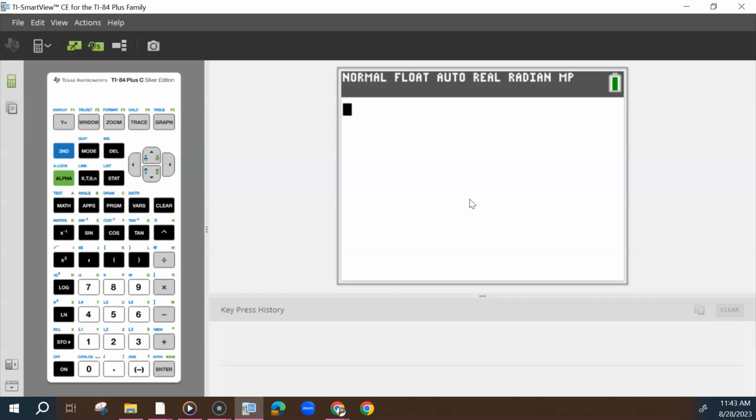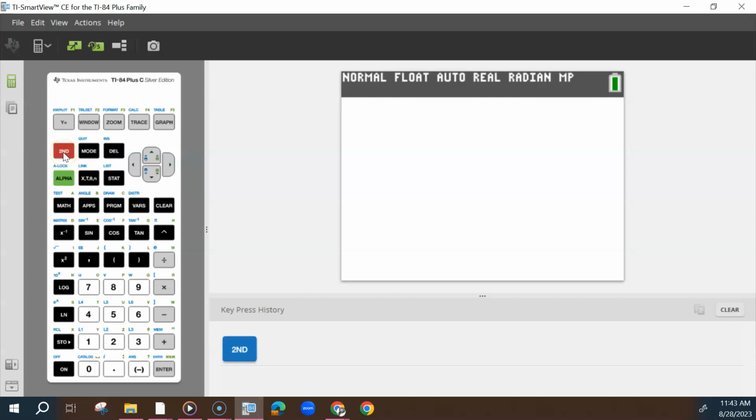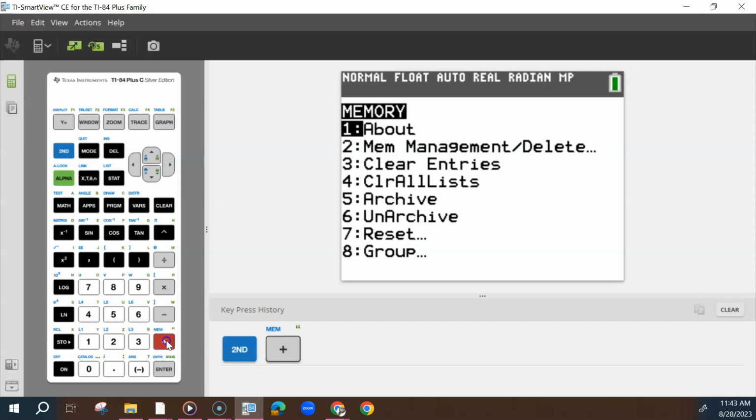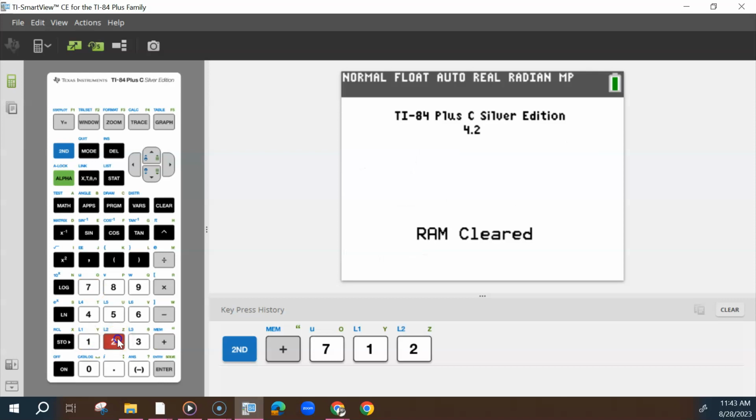We're going to go into second, the blue button, and then hit plus, and then the number 7, 1, 2. So whatever I do is going to pop up down here. So if you ever forget what I did, you can look down here and look at my key history. Second, the blue button, plus 7, 1, 2. Yes, RAM cleared, it reset the entire calculator. Right? Then I'm going to show you how to put fractions into the calculator.